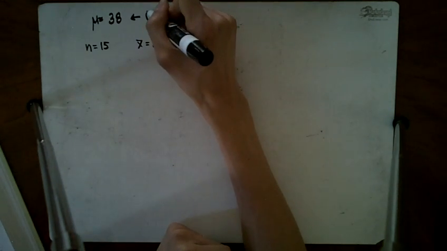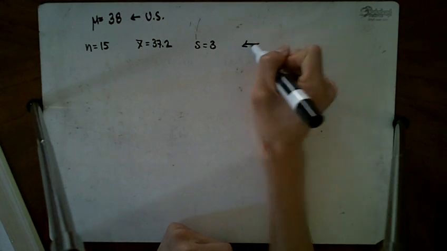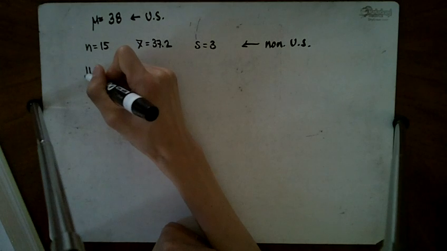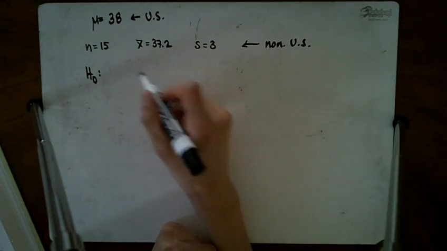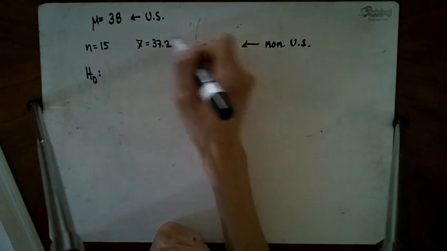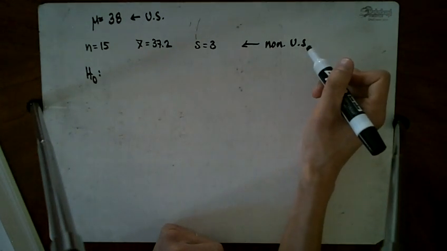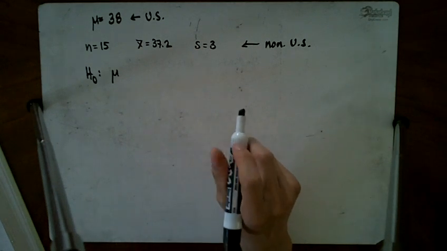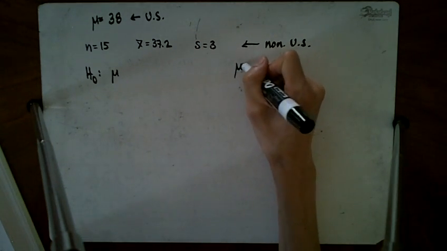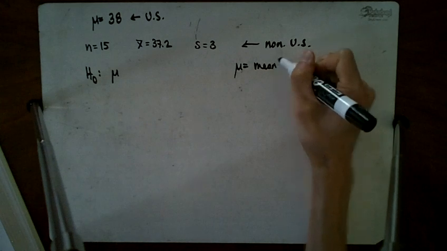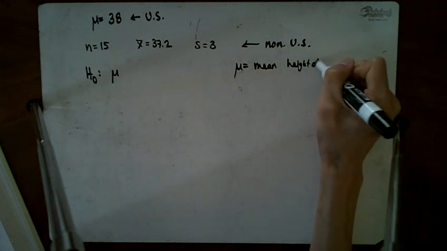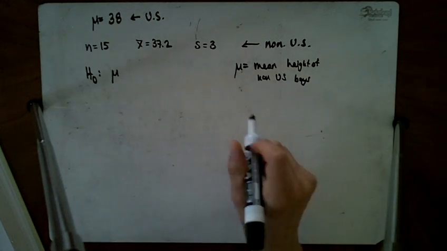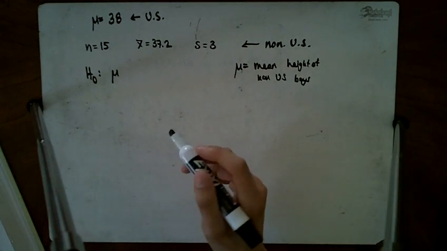So this is for boys from the United States, and these are non-US boys. For the null hypothesis, we're going to use the data from our sample to try to make an estimate about the mean height of boys born outside the US. So mu represents mean height of non-US boys, and we want to know, is this significantly different from 38 inches or not?